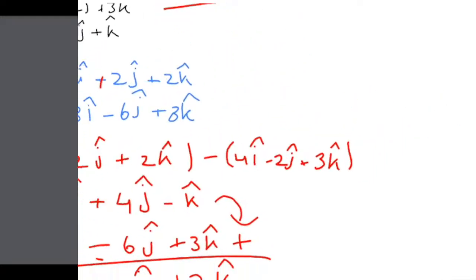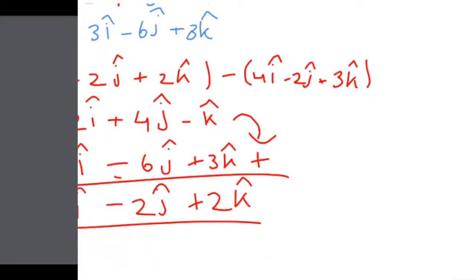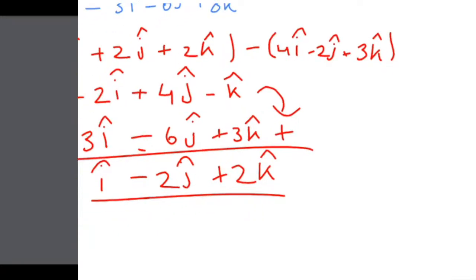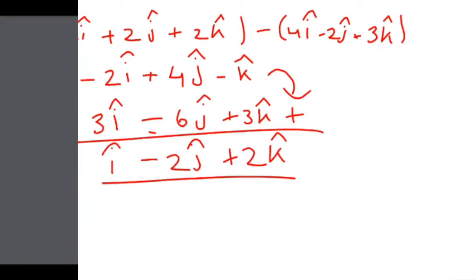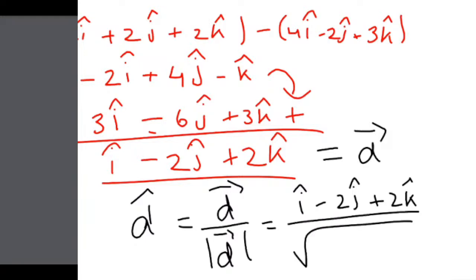We have to take, let us assume that this is d vector. Now let us find d cap. Okay, what is d cap? It is actually d vector by modulus of d vector. So what is that? i vector minus 2j cap plus 2k cap by root of 1 square plus 2 square plus 2 square.